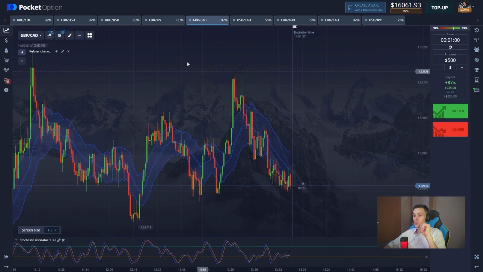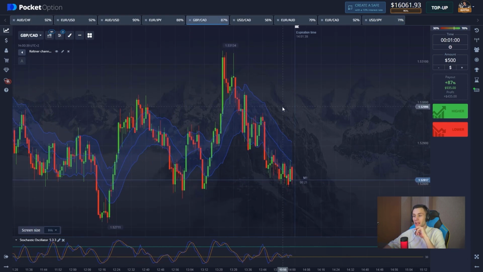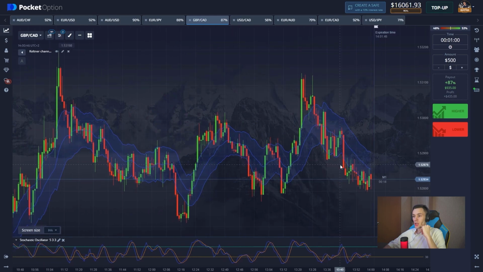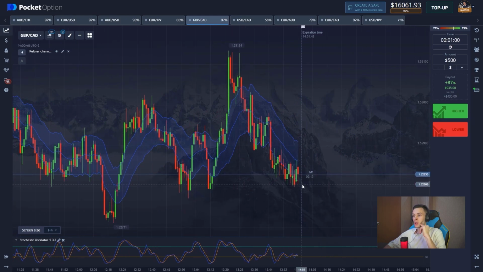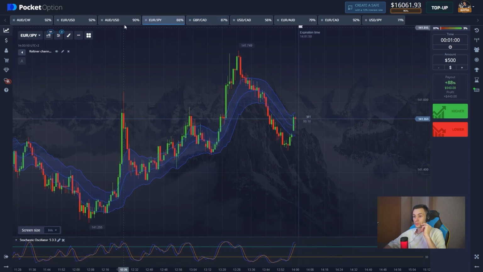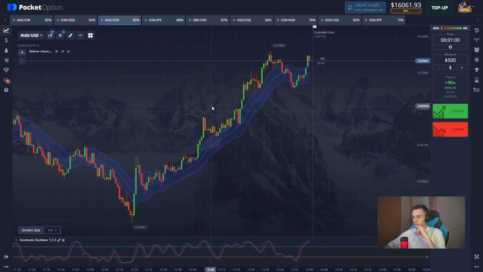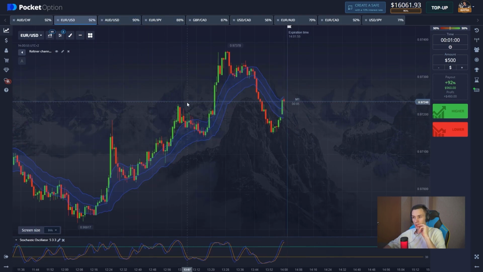Let's continue analyzing, and have a look at this. We see the touch of the support zone, the price kind of going sideways. I think we should slow down here. By the way, the buy rate is not good. What do we got here? Actually, we're a little late here.